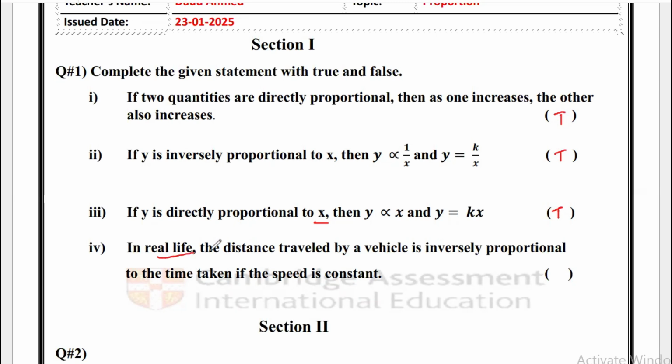In real life, the distance traveled by a vehicle is inversely proportional to the time, but it is directly, whenever you have more time, you can travel more. So, there is an inverse concept between time and speed, but here they are talking about traveling or distance with time. So, it is directly proportional, so this one would be wrong, false. I hope it is clear. Now we will move on to the next section of this worksheet.